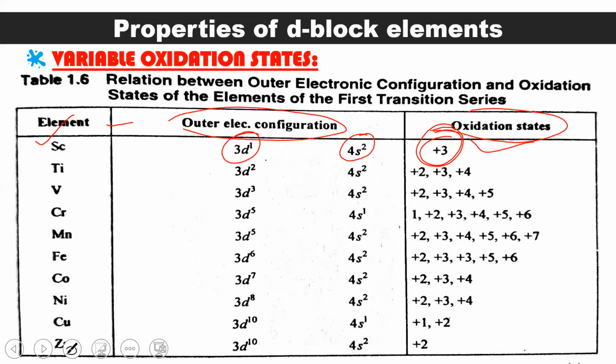So in the 3d series, the minimum, that means the lowest oxidation state, is +1. The highest oxidation state in the 3d series is +7, which is shown by manganese. So observe this. What is the minimum oxidation state in the 3d series? That is +1. And what is the maximum oxidation state in the 3d series? That is +7, shown by manganese.